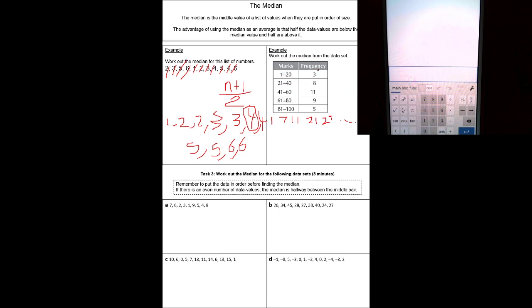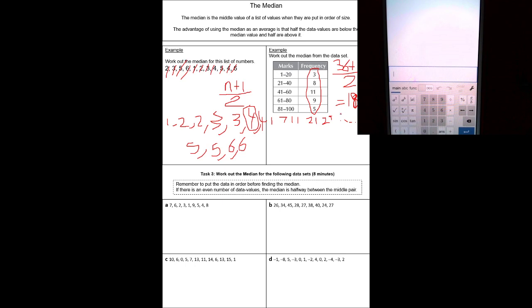So let's just work out the total of this, and then we can use our general rule. So 3 plus 8 is 11, plus 11 is 22, plus 9 is 31, plus 5 is 36. So we're going to do 36 plus 1, all over 2, which gives me 37 over 2. 19? No, that's not right. Is it 18.5? Yeah. So 37 over 2 is 18.5.